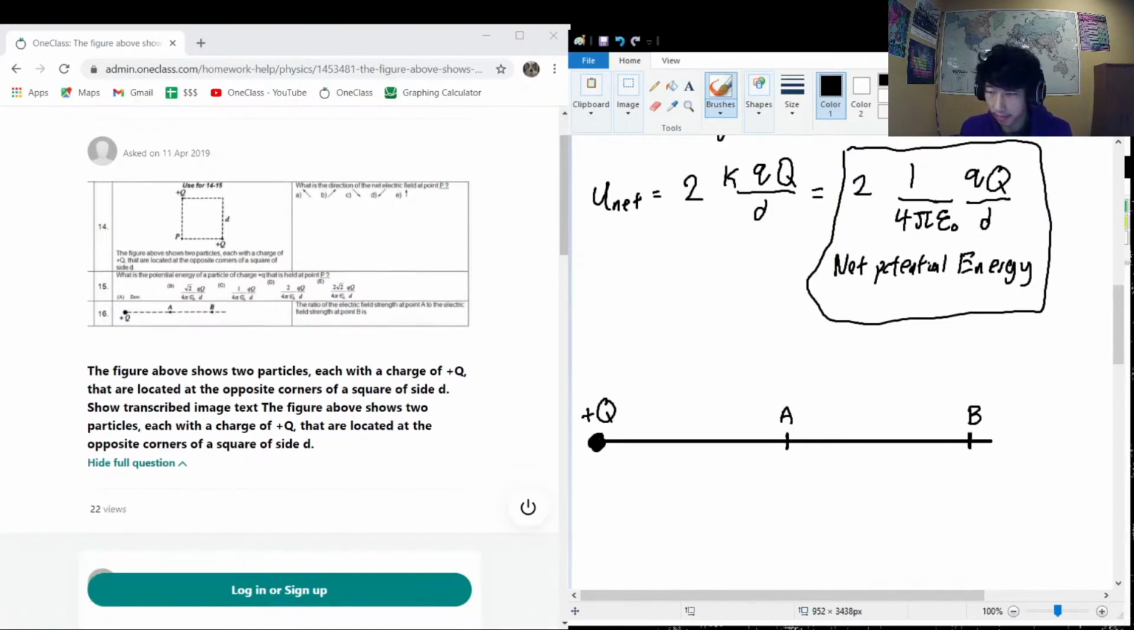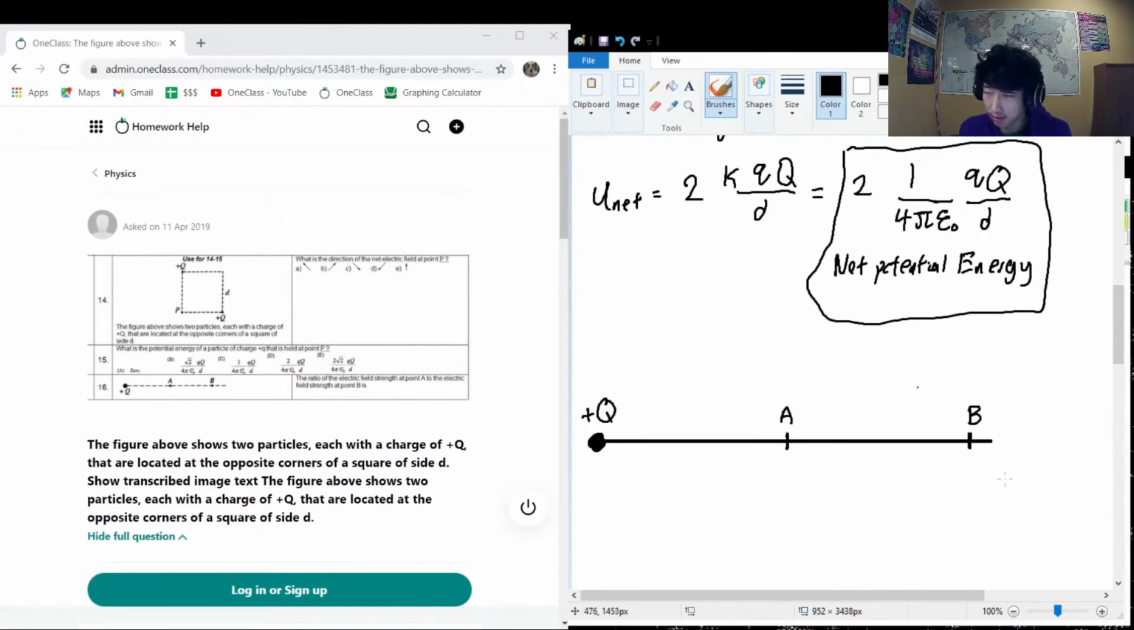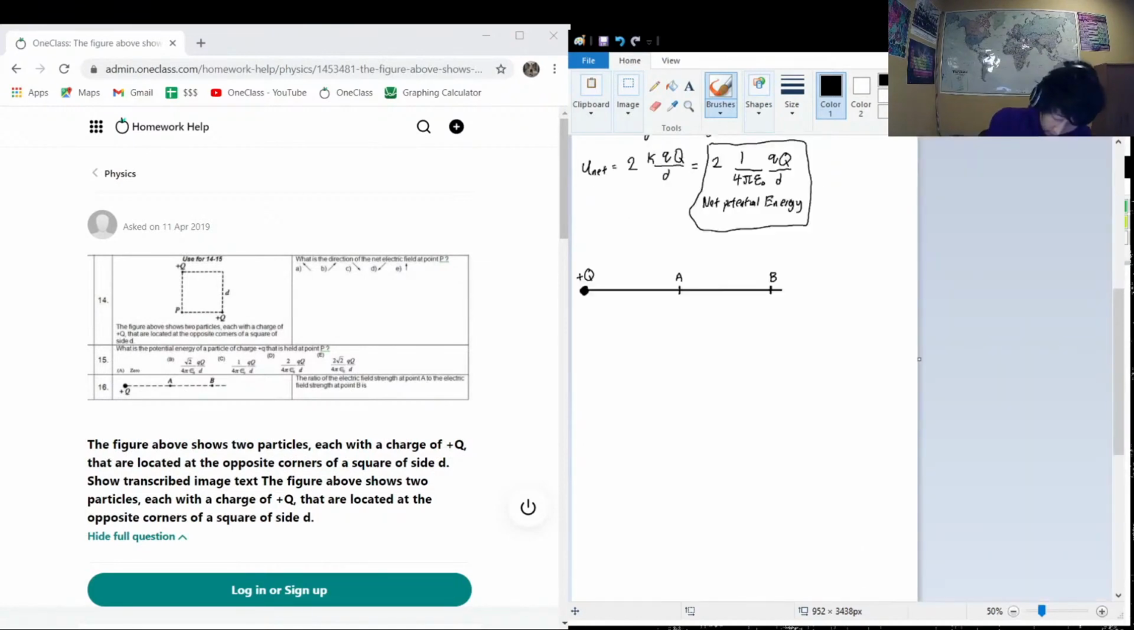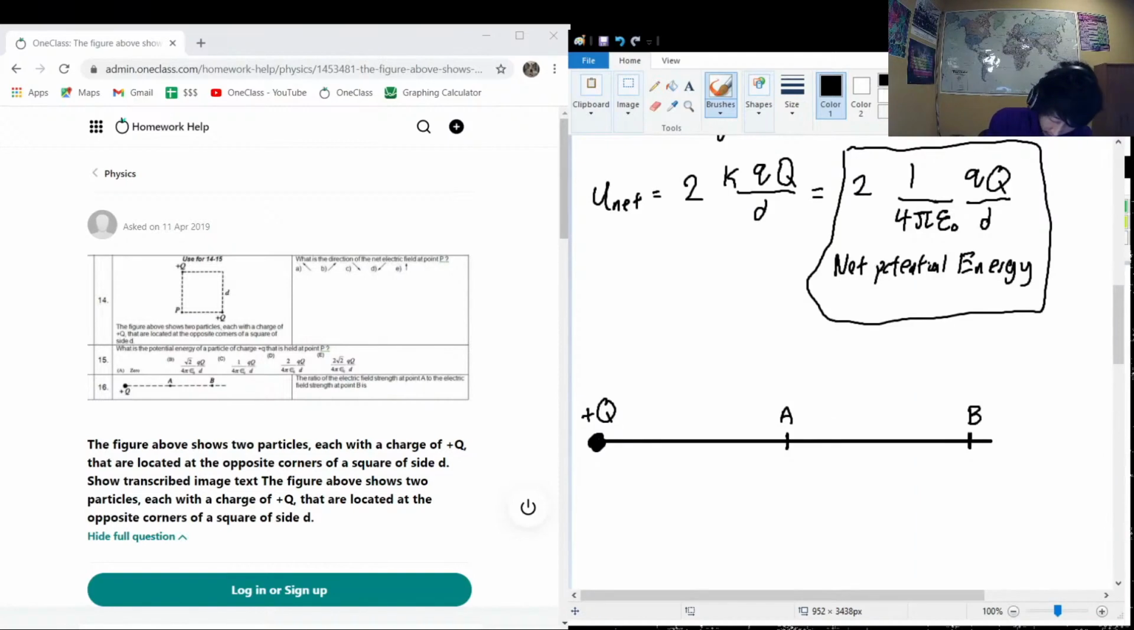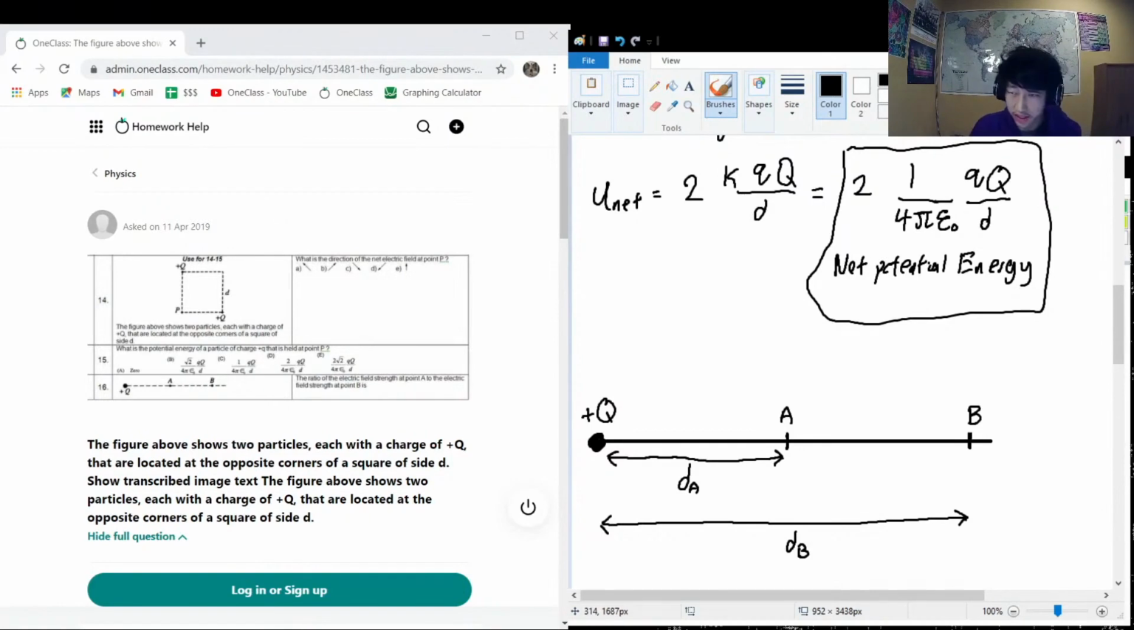Okay, so actually maybe it's not great to make the assumption that it's perfectly halfway. We can give them different distance values, and then we can just have our ratio dependent on what their distance values are. So let's call the distance between Q and A, dA, and the distance between Q and B, dB.